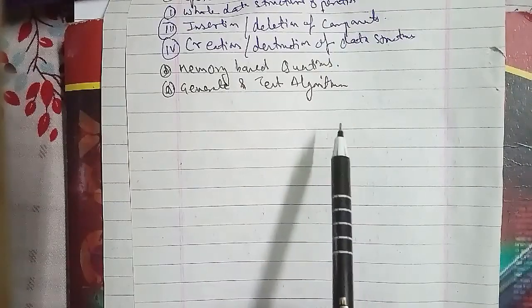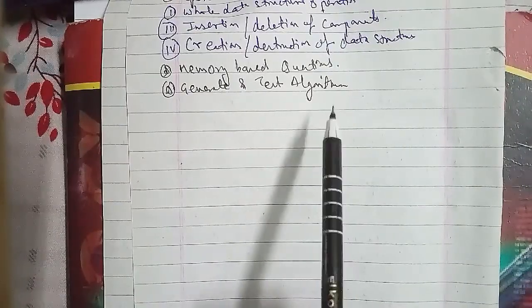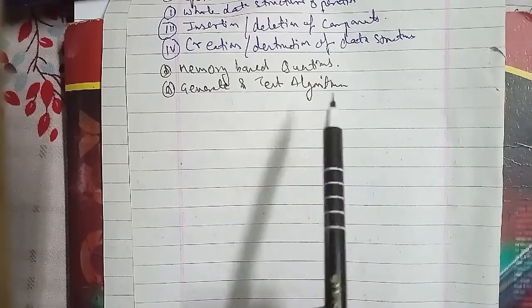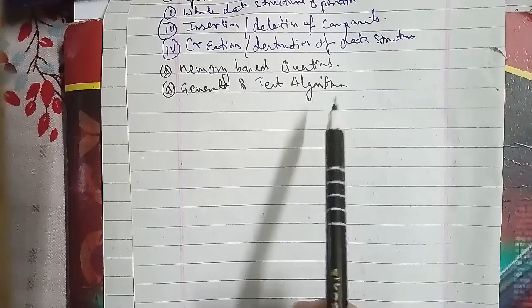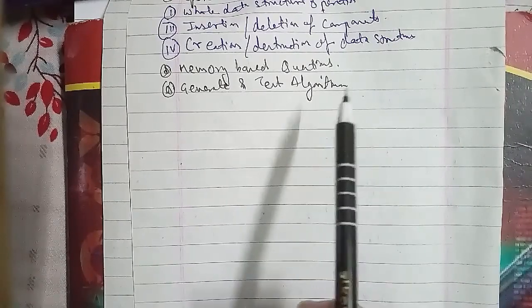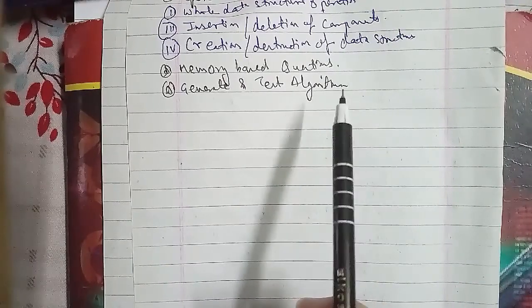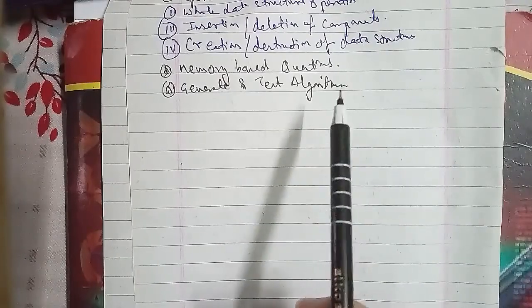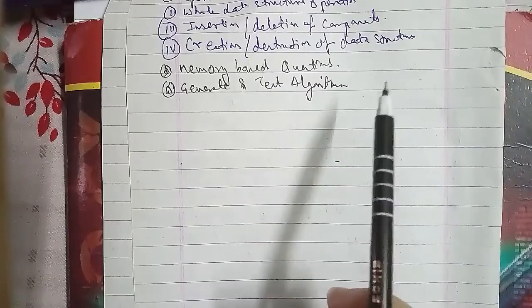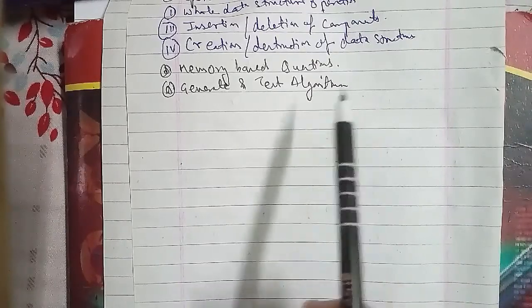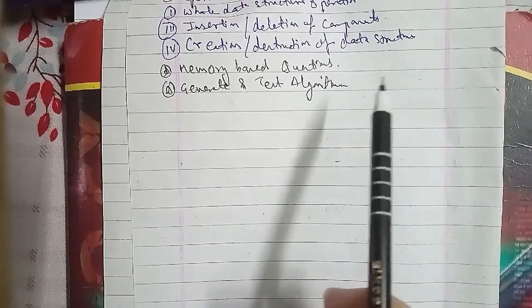Generate and test algorithm. In the generate and test technique, the generator will create a possible solution, and the tester will evaluate each proposed solution, either accepting or rejecting it. The action may stop when one acceptable solution is found, or it may continue until all possible solutions are found.